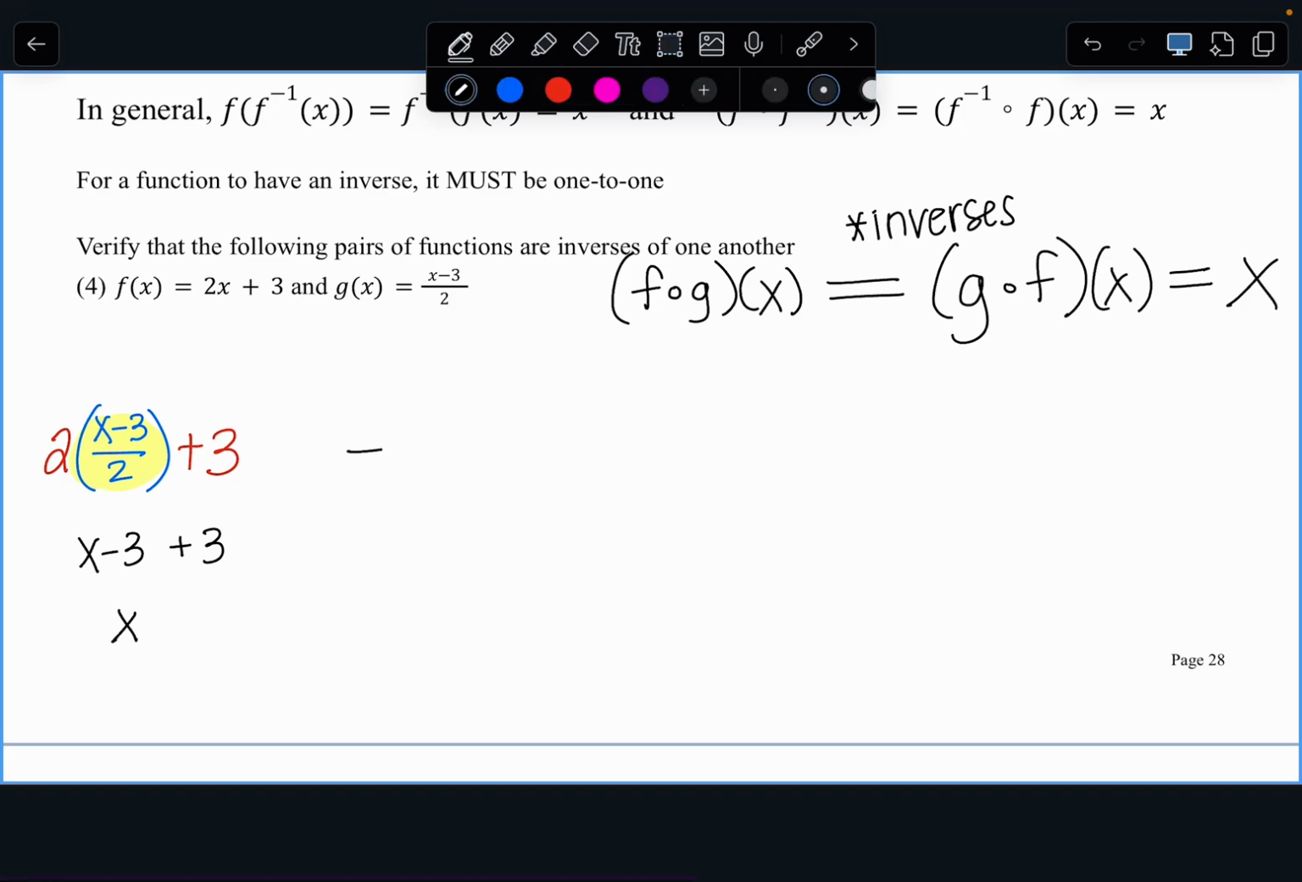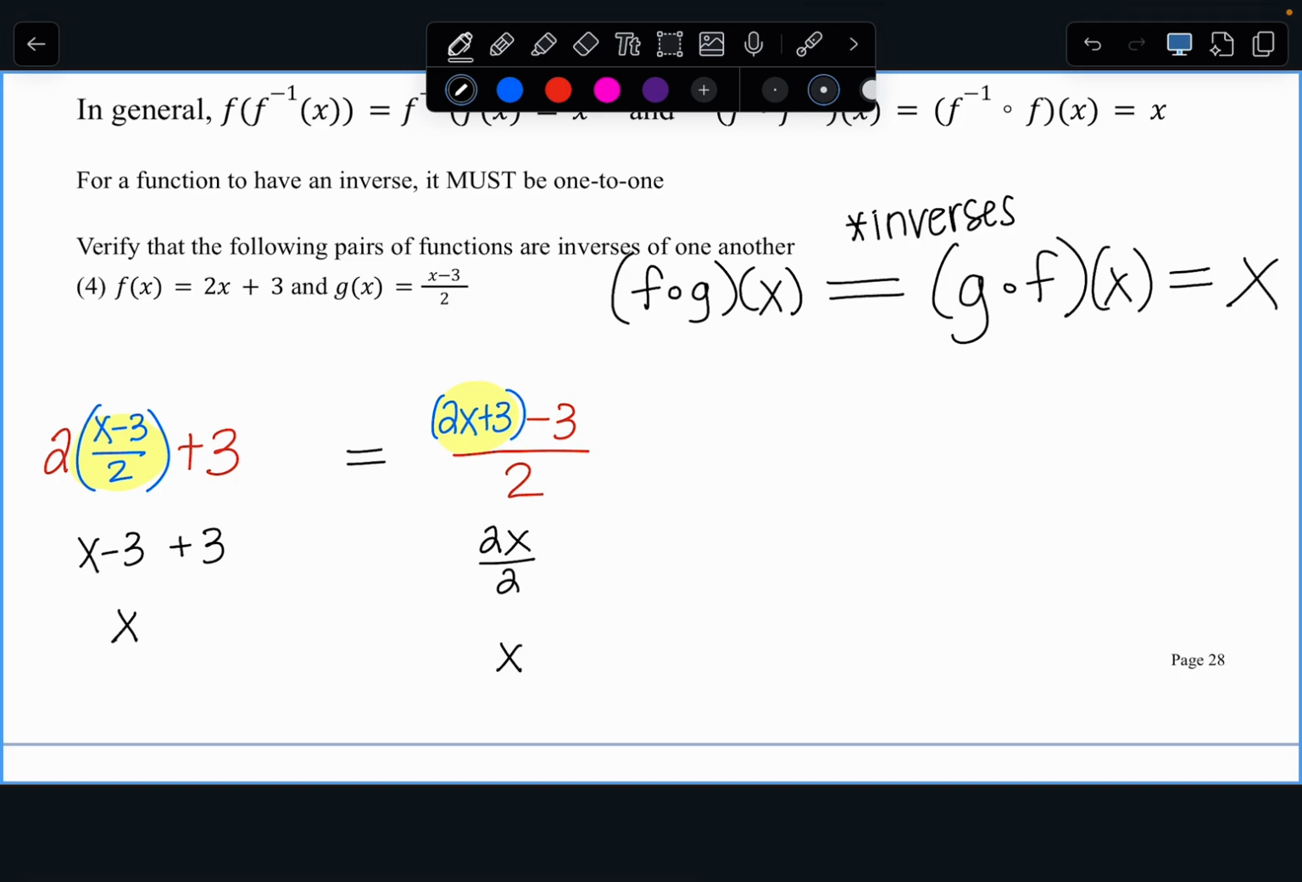Next, we want to see, is that equal to g of f of x? Which means we have stuff minus 3 all over 2. And the stuff that is in that spot is 2x plus 3. The first thing that cancels are the plus and the minus 3. So that's 2x over 2.